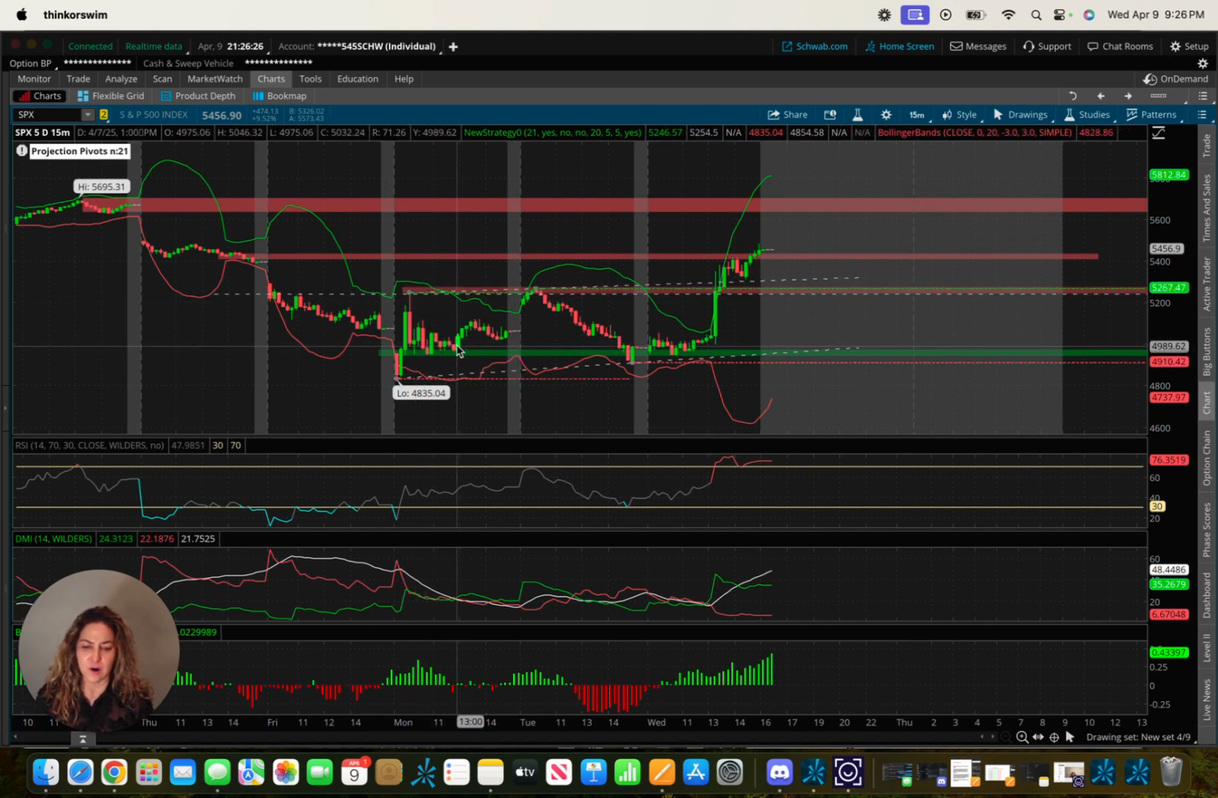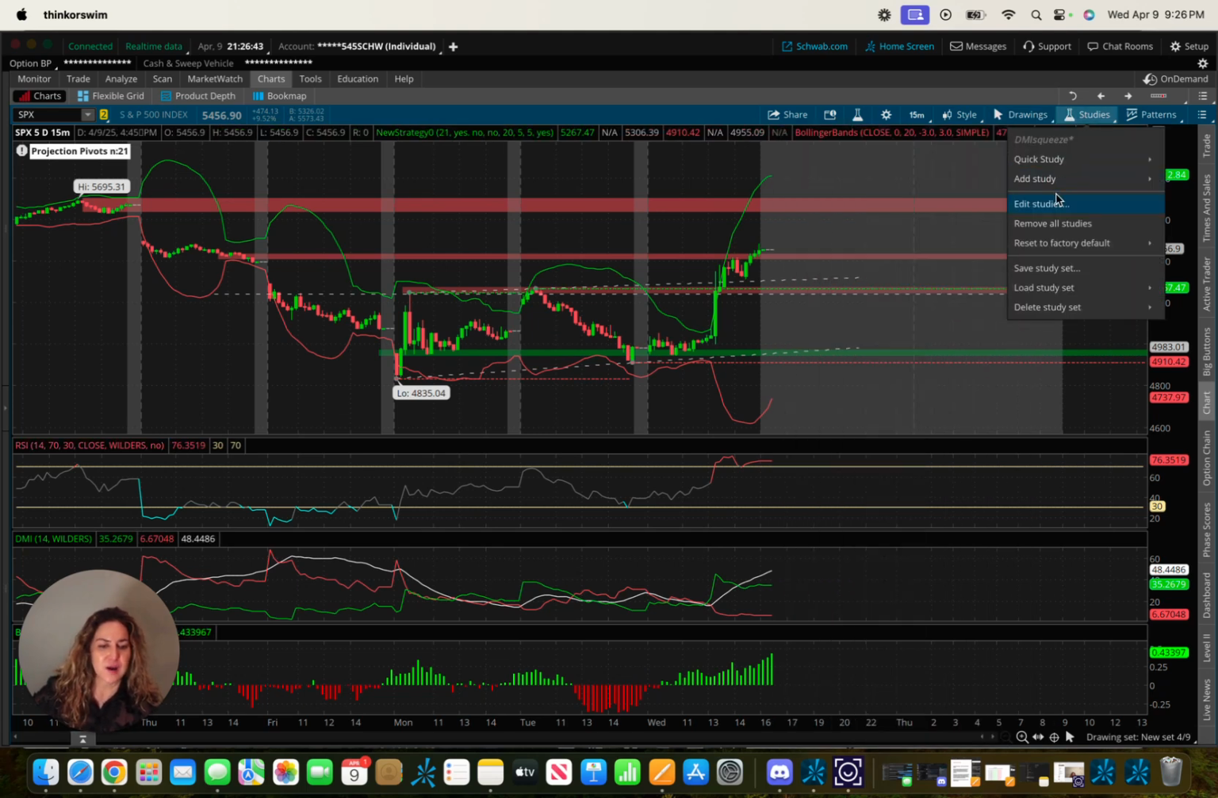If I wanted to, and let's say we had dropped, or it's holding support here, I could have entered a put credit spread below this level, right below this Bollinger, which is at 48.35. I could enter that because that makes me now feel safer.